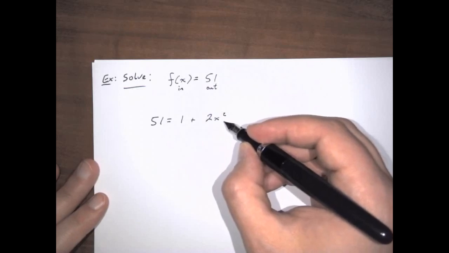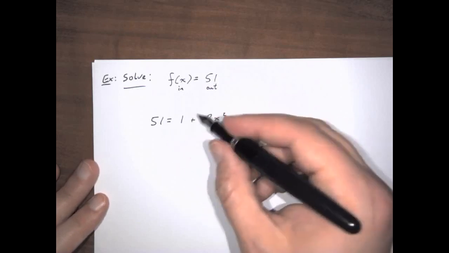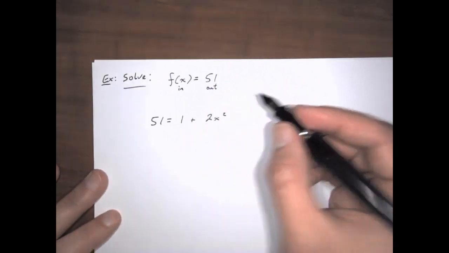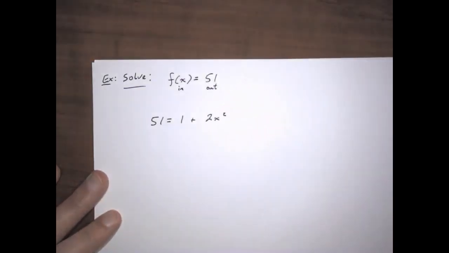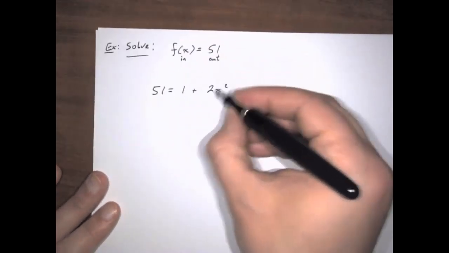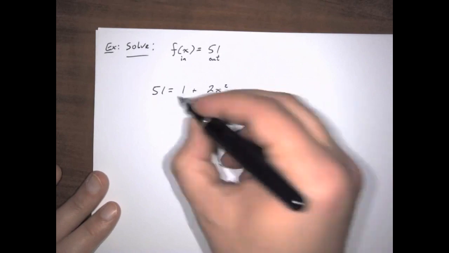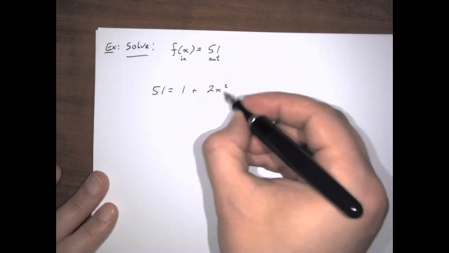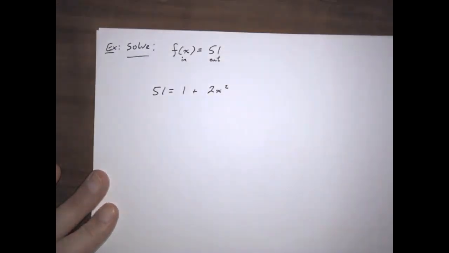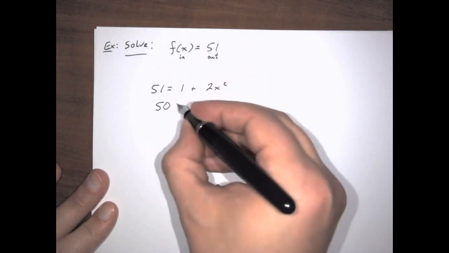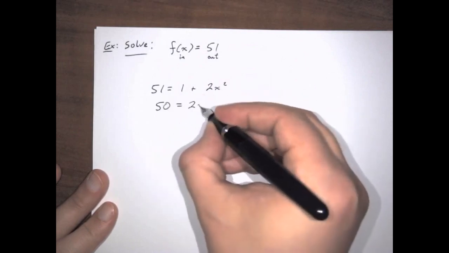So if this had been a more complicated expression, we might have to, for example, move everything to one side, attempt to factor it, or use the quadratic formula. But as is, it's the kind of thing that only has one x, so we can just work our way from the outside in, peeling away layer after layer until we're just down to the x. So first we get rid of that 1 by subtracting 1 from both sides, which will give us 50 equals 2x squared.